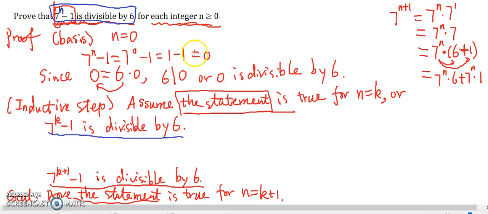Okay, so we have to use the definition. What do we mean by divisible? A number is divisible by 6 means, by definition of divisibility. So I'll just say by the definition of divisibility.